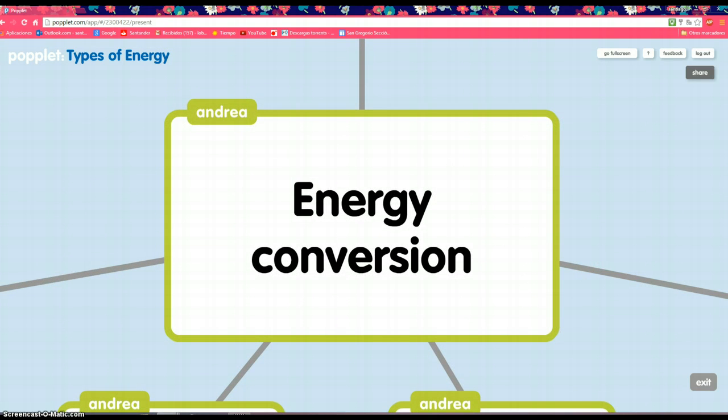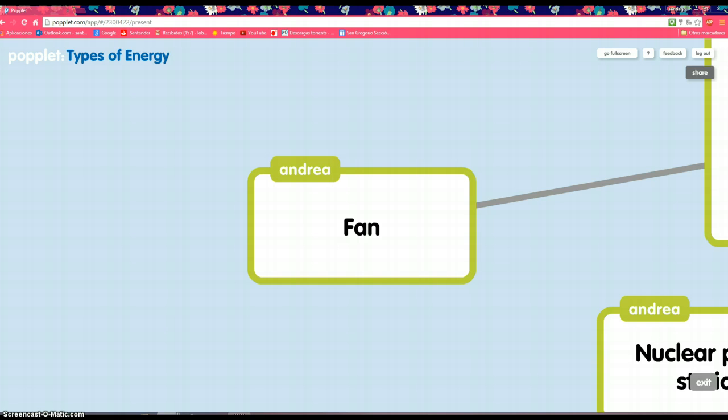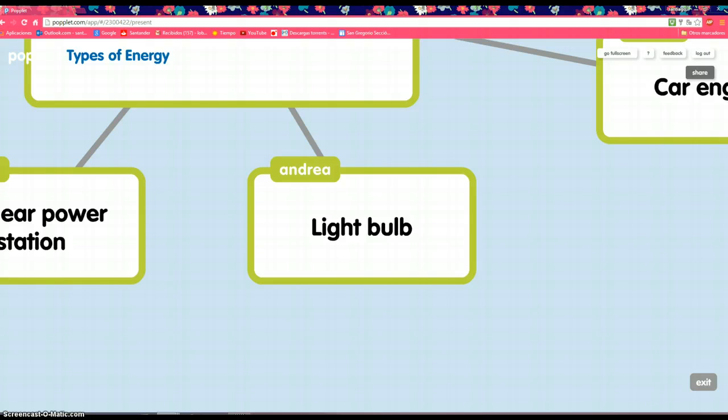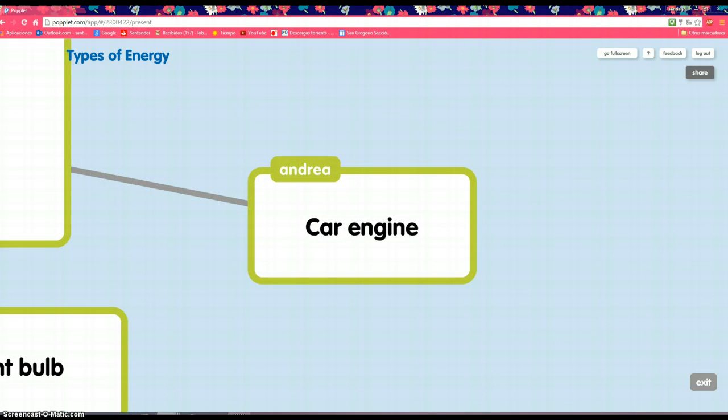Energy conversion. One type of energy can be converted into another type of energy. In a fan, electrical energy is transformed into mechanical energy. At a nuclear power station, nuclear energy is transformed into electrical energy. In a bulb, electrical energy is converted into light energy and thermal energy. In a car engine, chemical energy is transformed twice: into thermal energy, the engine becomes warm, and into mechanical energy, the car moves.